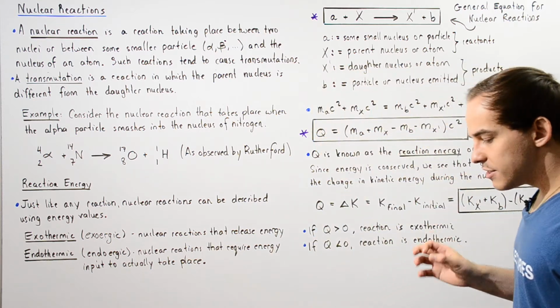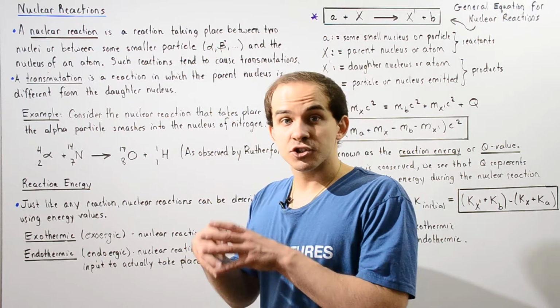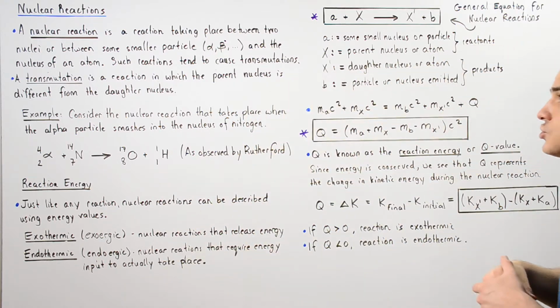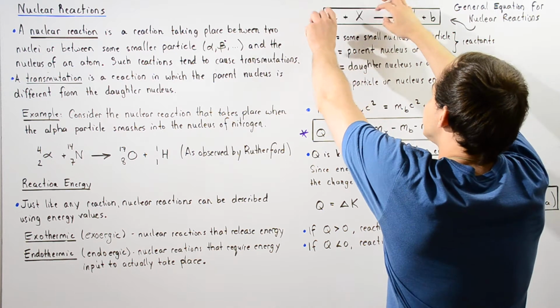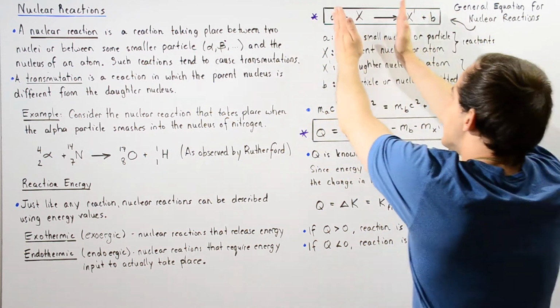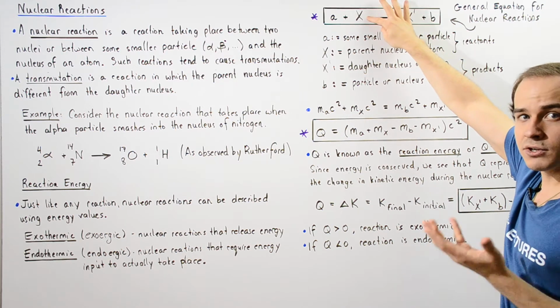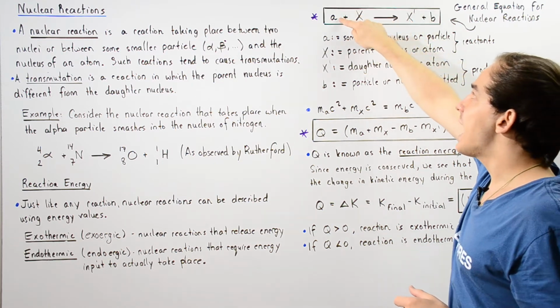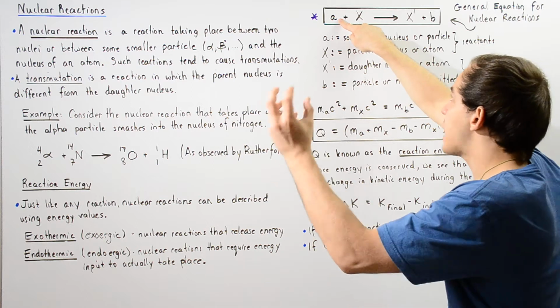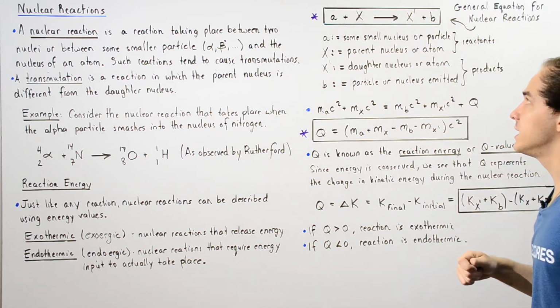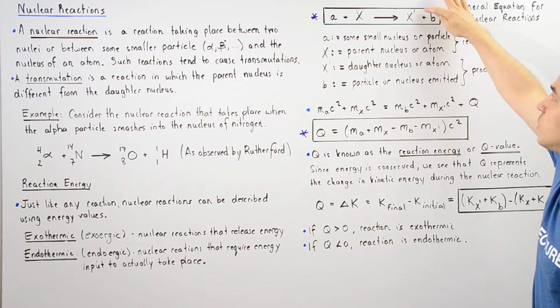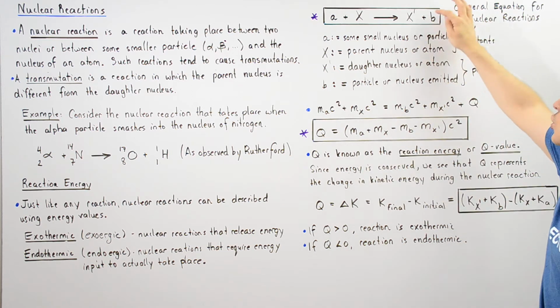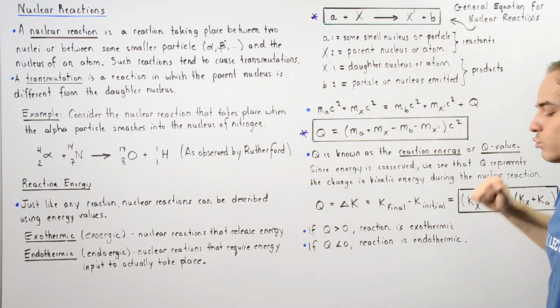Basically, the equation that describes any type of nuclear reaction is given by this equation here. So this is the general equation for nuclear reactions. We have the reactants collide to form the products. On the reactant side, we have the parent nucleus or atom given by X and our small nucleus or particle, A, that collides with that parent nucleus. On the product side, we have the daughter nucleus that is formed, given by X prime, and our small nucleus or particle, B, that is released as a result.